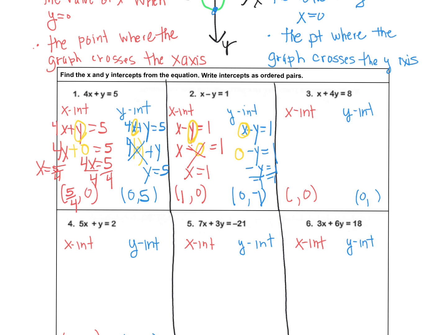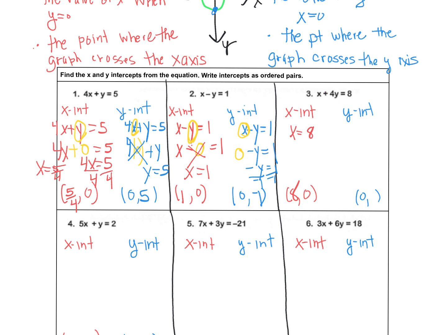Now, another way to do this is to just cover up what is equal to 0. If we look at the original equation here for number 3, x plus 4y equals 8. If we're looking for the x-intercept, that's the value of x when y is 0. If y is 0, do you agree this part of the equation would be gone? And if that's gone, you could see what we're left with is x equals 8. And that gives us the point (8, 0).